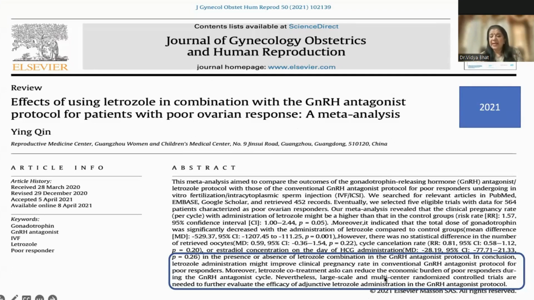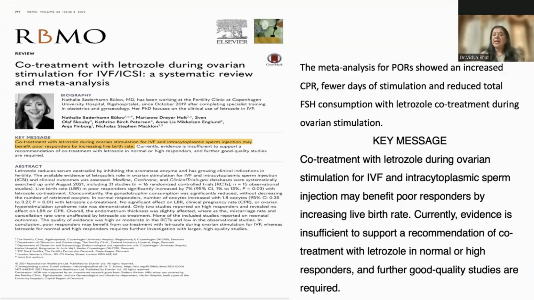And then they said that in a multicentric trial, when they gave the letrozole, the amount of GnRH also was less and the oocyte quality was better. So the meta-analysis for poor ovarian reserve showed an increased cumulative pregnancy rate, fewer days of stimulation, and reduced total FSH consumption with letrozole co-treatment during ovarian stimulation.